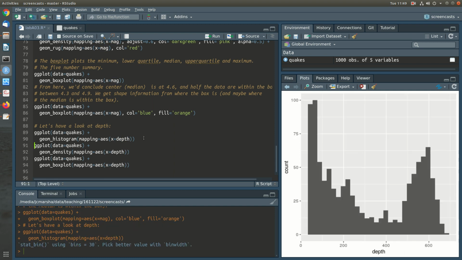Okay, we'll see what these look like. So here's the histogram. You can see very clearly that we have 2 peaks here. We've got a bunch of earthquakes that are deep, around 500 or 600 meters deep. I'm guessing this is in meters, but no, it must be in kilometers perhaps. And then we've got a bunch of very shallow ones.